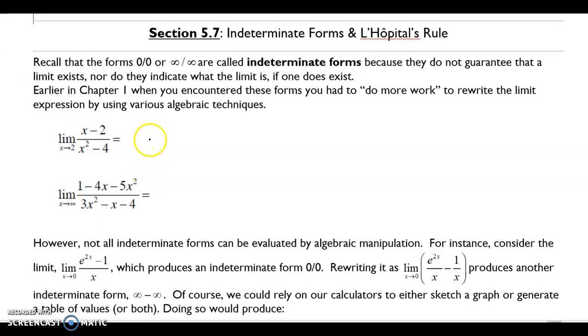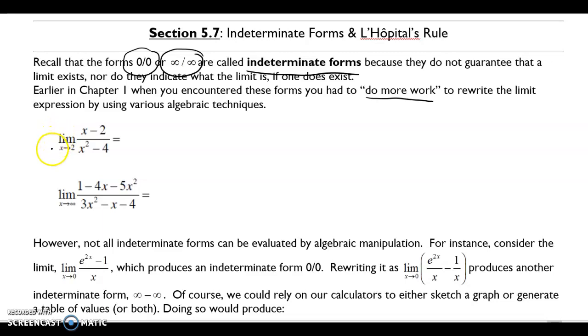Okay, for section 5.7, we're going to be working with limits, but a special type that's going to use something called L'Hopital's rule. So one thing I want you to remember is we used to have these forms 0 over 0, infinity over infinity, and we called those indeterminate forms. That doesn't mean that our limit doesn't exist. It just means that we have to do more work in order for us to calculate that limit.